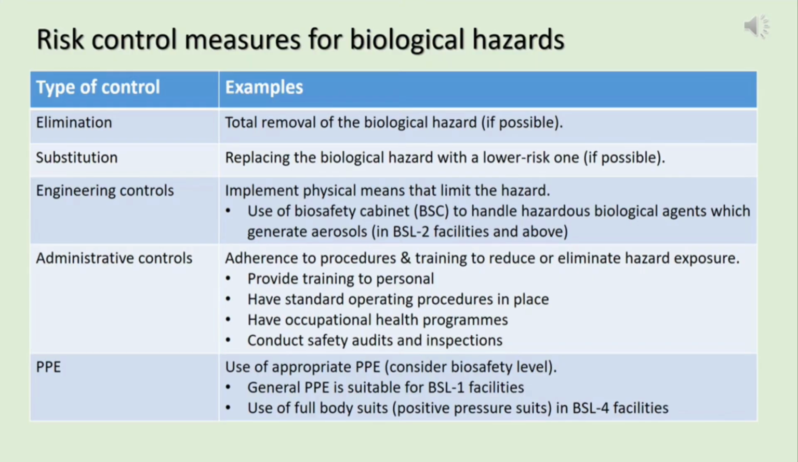For PPE, we know the type of PPE depends on the nature of the biological hazard that you are exposed to, like whether it's a risk group 1 organism or a risk group 4 organism, and in what type of biosafety level you are supposed to handle it. For example, in a BSL-1 facility, we can use our general PPE. But if you need to use a BSL-4 facility, you need to use a full body suit like a positive pressure suit, because general PPE is not suitable to work in BSL-4 facilities.